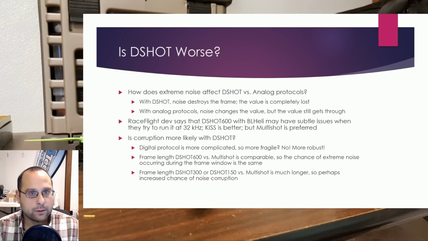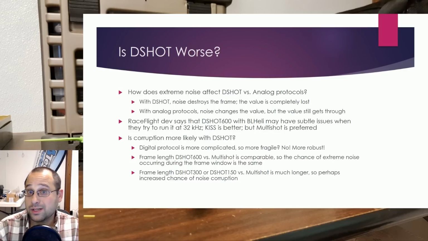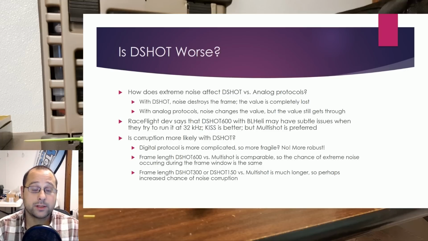The other question that's worth asking is, is corruption more likely with Dshot? Well, you've got this digital protocol. It's all complicated. It's got ones and zeros. Does that make it more fragile? No. Digital protocols can be designed to be more robust and more noise resistant, even though they're also more complicated. That robustness is designed in. Okay, they can be more fragile if they're badly designed, but Dshot has specifically been designed to deal with noise.